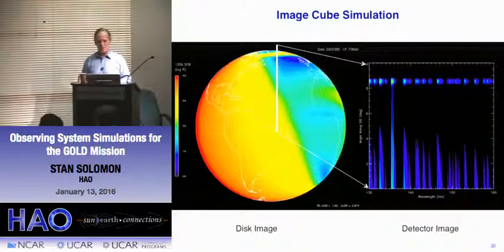I should say though, something I should have said before. The reason that far ultraviolet measurements are attractive for the upper atmosphere is simply that O2 is an absorber in the far ultraviolet, and basically below about 100 kilometers, it's a complete absorber. So it blocks out the lower atmosphere.